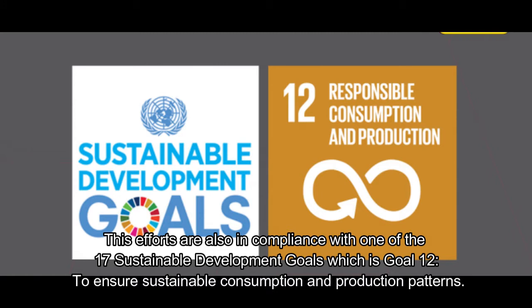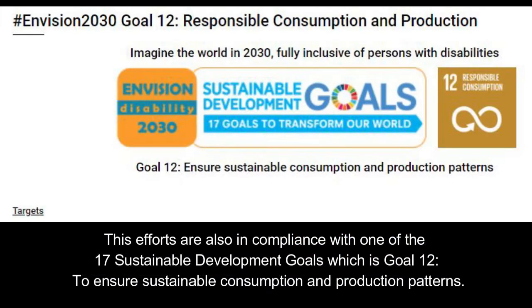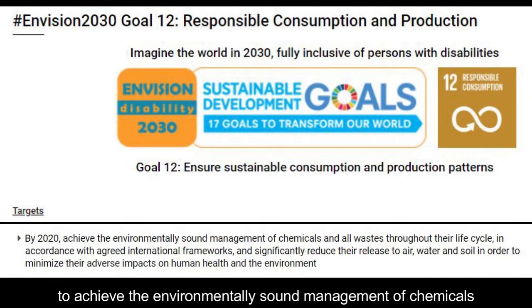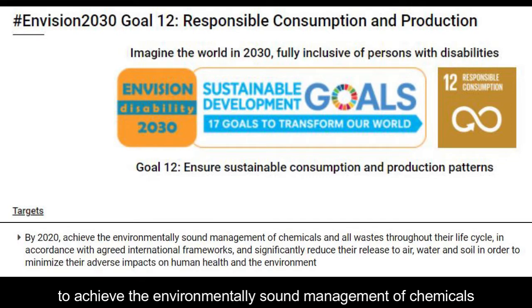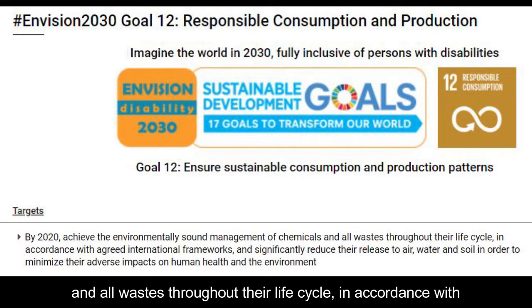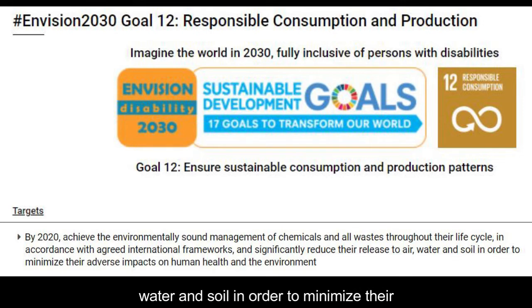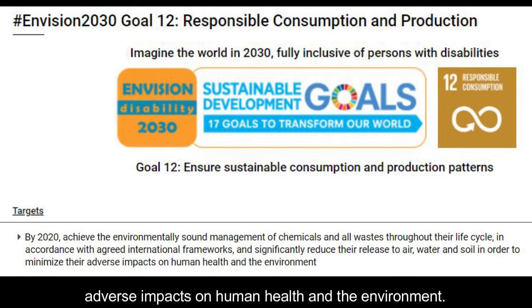These efforts are also in compliance with one of the 17 Sustainable Development Goals, which is goal number 12, to ensure sustainable consumption and production patterns. The specific target for this used cooking oil waste disposal issue under goal number 12, which is responsible consumption and production, is to achieve the environmentally sound management of chemicals and all waste throughout their life cycle in accordance with agreed international frameworks and significantly reduce their release to air, water and soil in order to minimize their adverse impacts on human health and the environment.